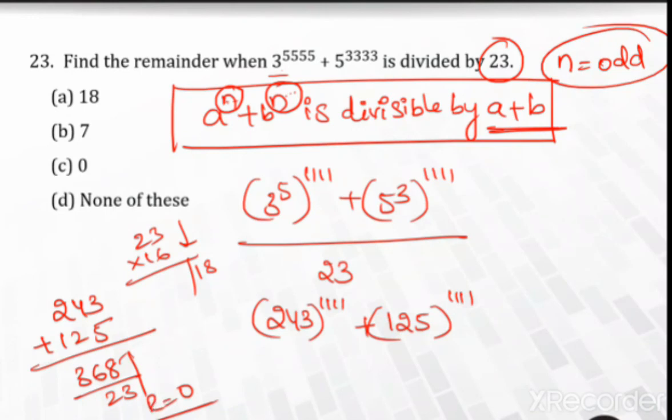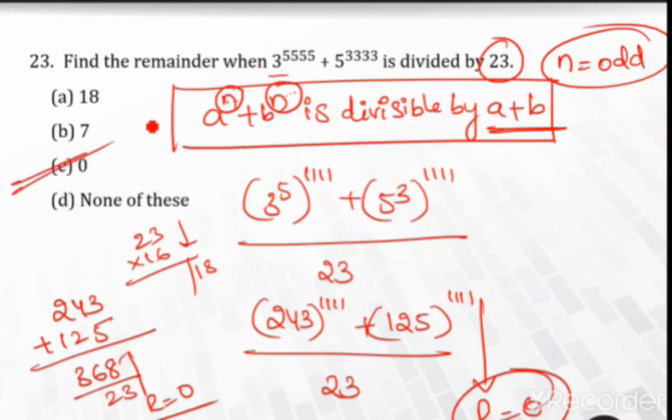Now if I am dividing this number by 23, what will be the remainder here? Remainder is 0. Answer is option C, 0. a power n plus b power n is completely divisible by a plus b. Correct. Moving forward to the next question.